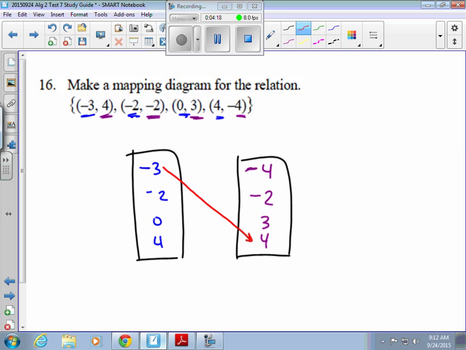Negative 2, negative 2. This one goes with this one. The next one, 0, 3, goes with this one. And the last one, 4, negative 4, goes with that one. That's what your mapping diagram looks like. Again, it doesn't have to be pretty. It doesn't have to be perfect. Just don't let it be sloppy to where you can't see it.